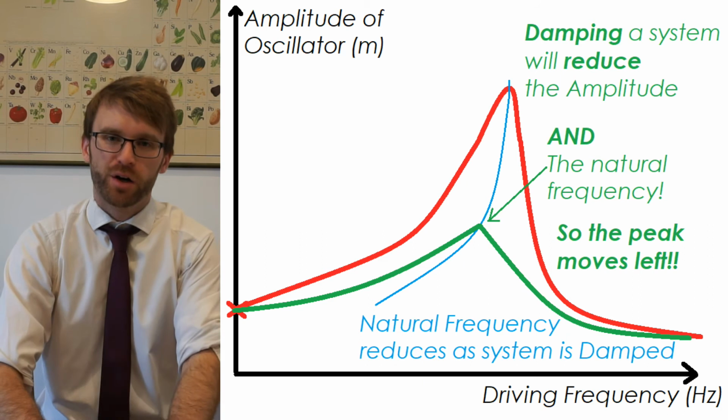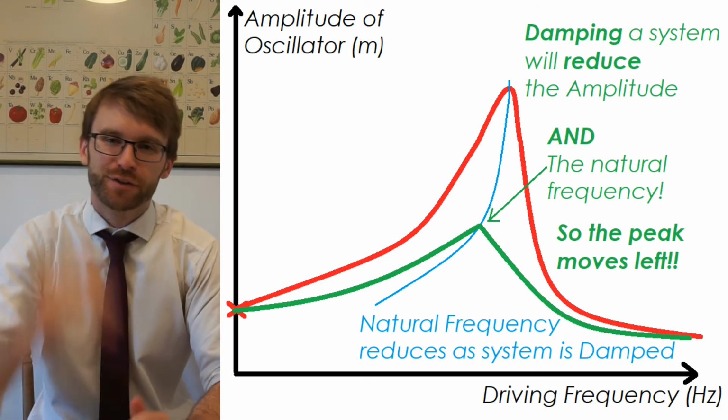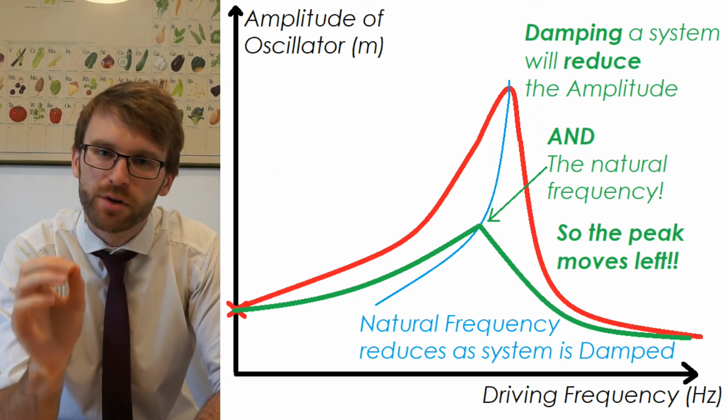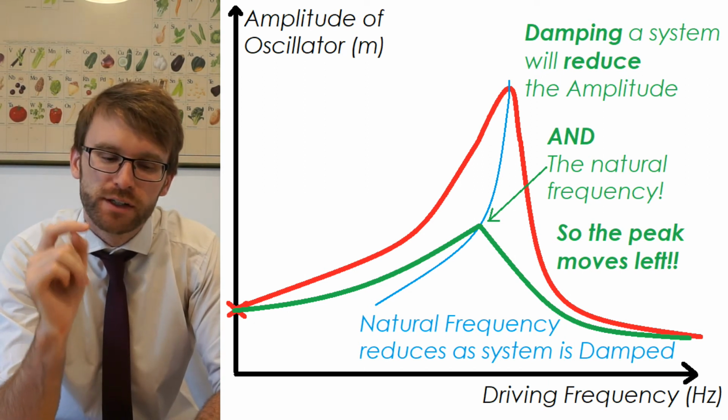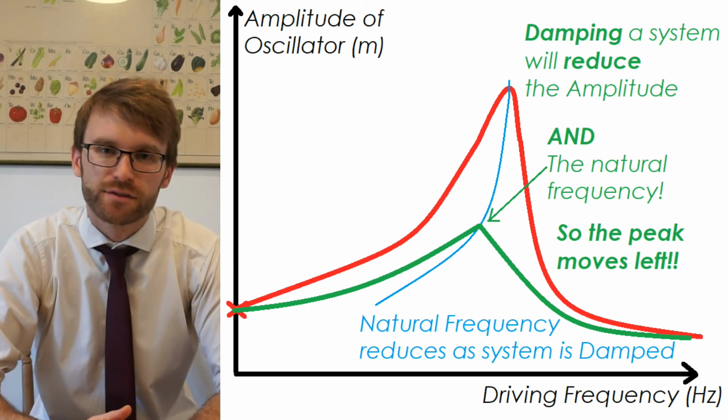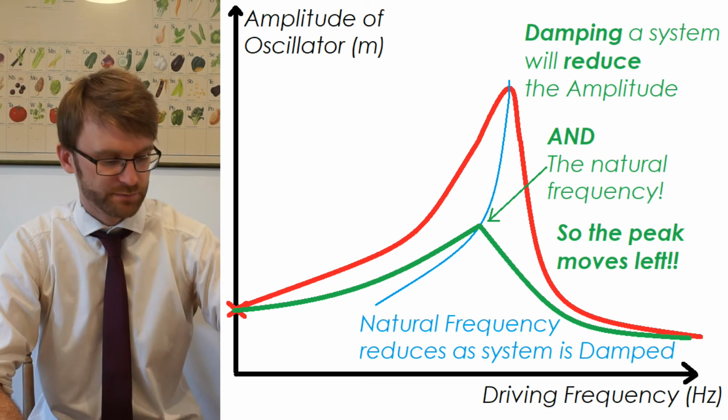Everyone gets 1 mark on a graph question like that for drawing a smaller amplitude, literally everyone, but not everyone gets 2 for moving the frequency slightly to the left, and the peak goes slightly to the left. So keep an eye out for that.